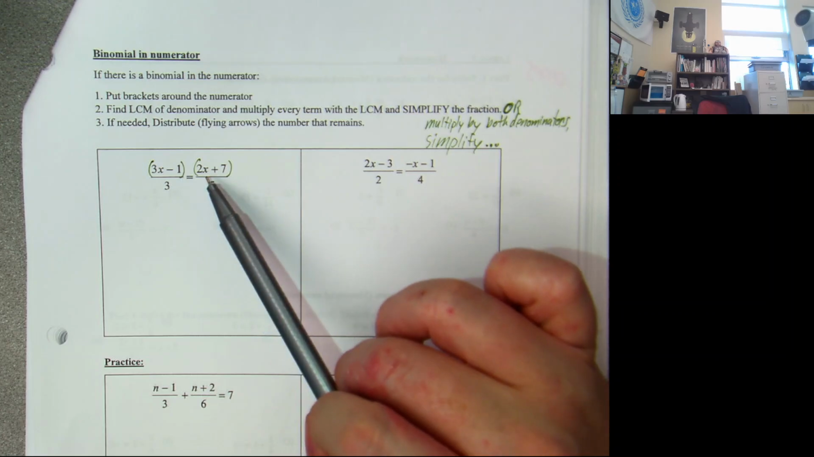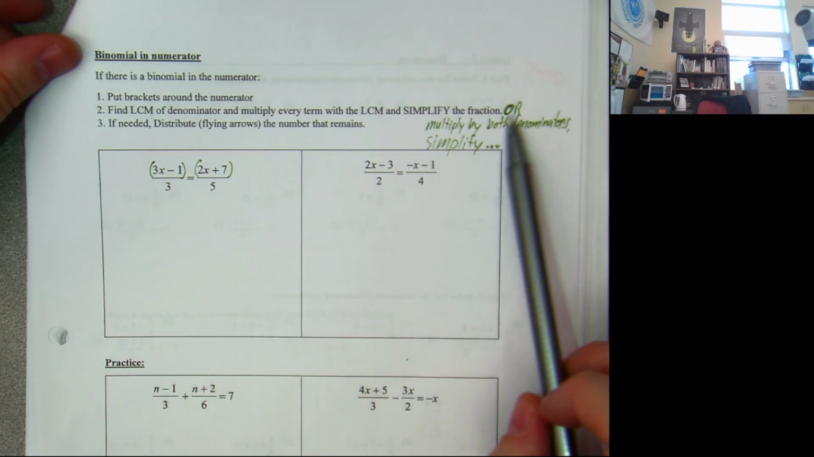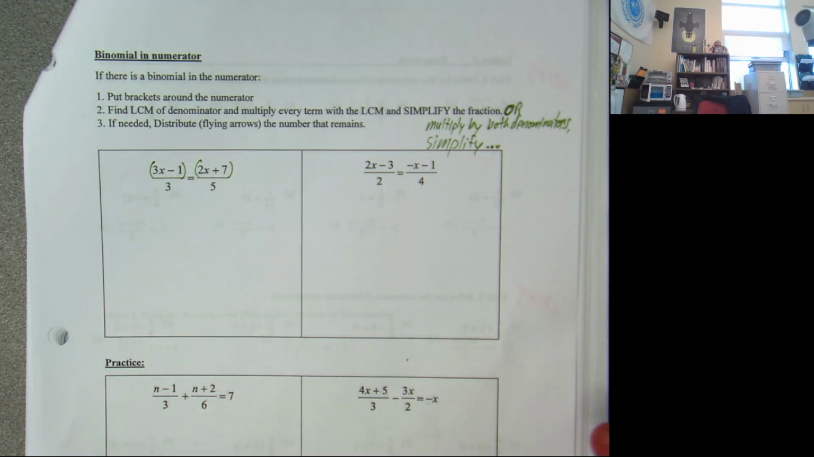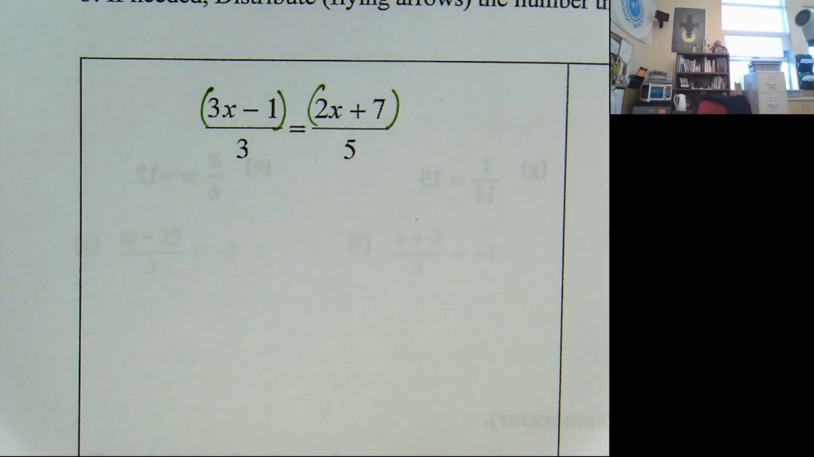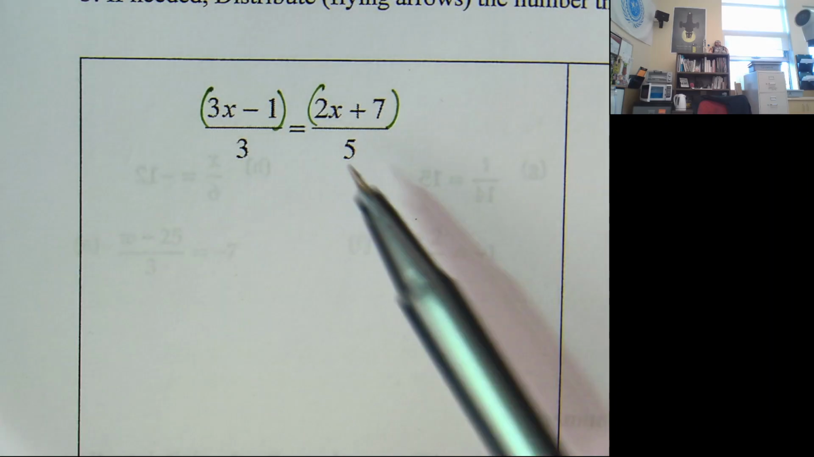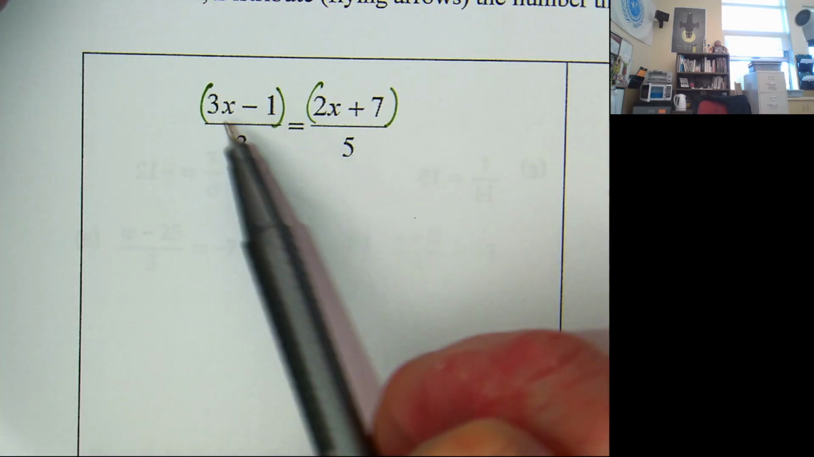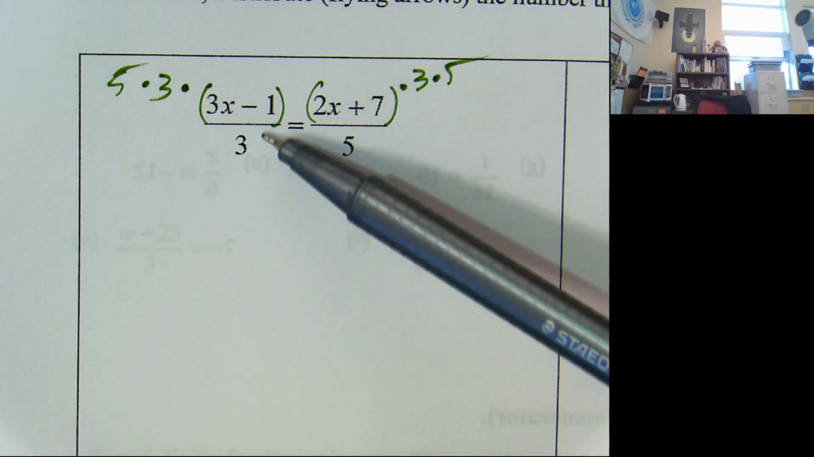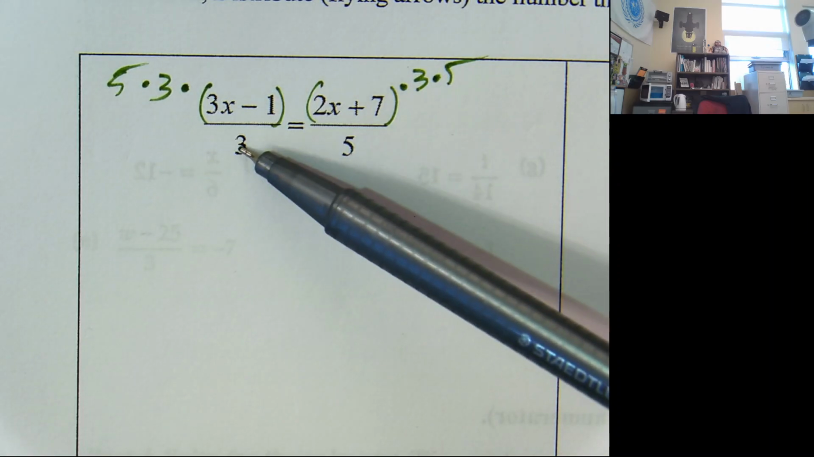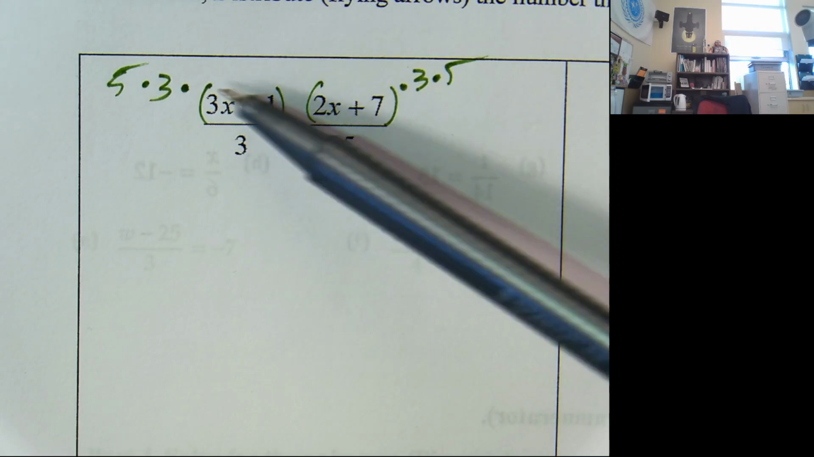So add the brackets around the numerator, and I'll show you the multiply-by-both-denominators technique first. I've got multiple denominators here, a 3 and a 5. So I'm going to multiply both sides by those denominators. Now I've got my numerator inside the set of brackets. I'm going to multiply by 3, and I'm going to multiply by 5, on both sides. Just like I'm dividing this whole thing by 3, I'm also multiplying this whole thing by 3 and 5.